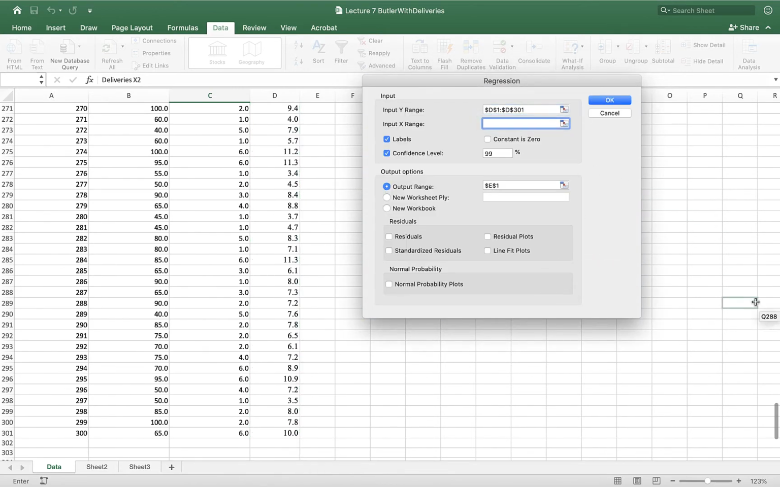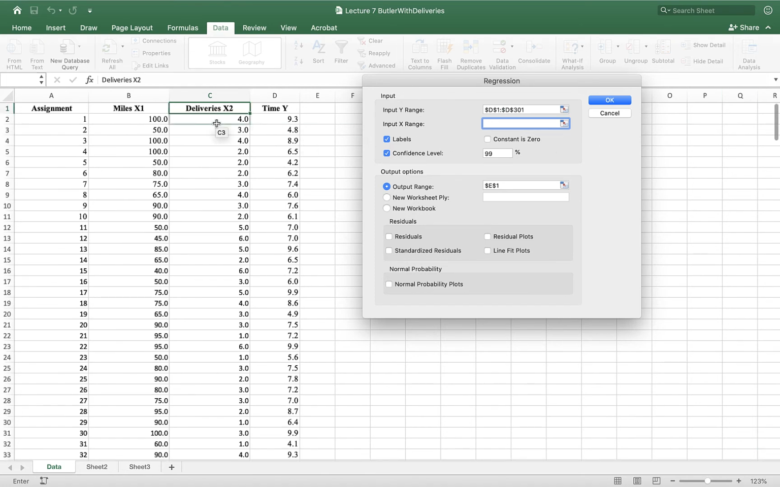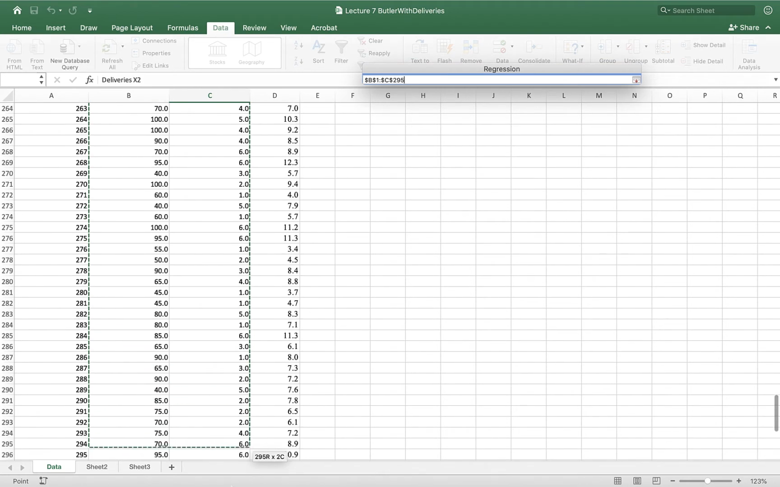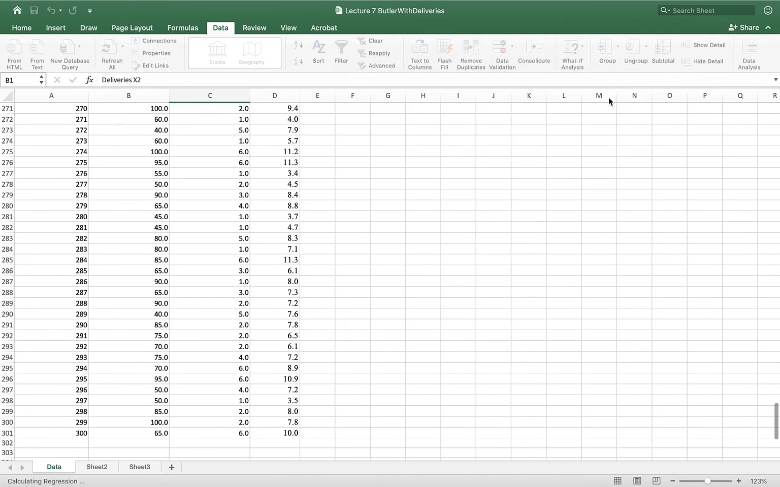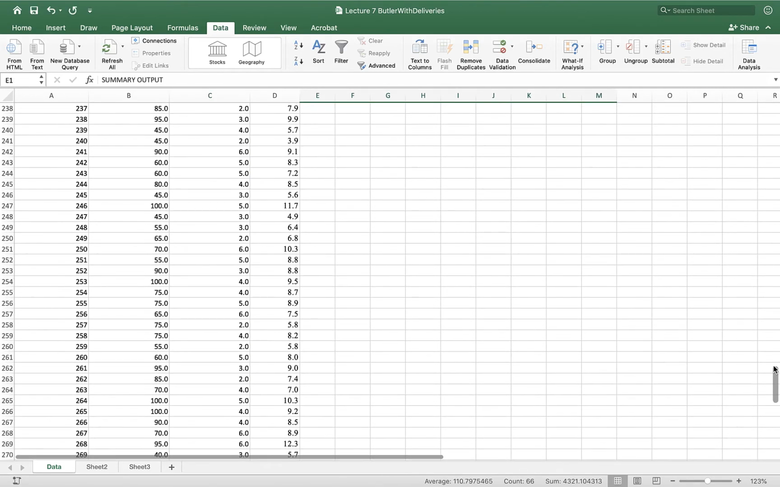And my X range, how do I put my X range in? Well, you don't put them in individually, you put all your X's in together. So we've got two X's here, and there you go. And where should we put the output? In cell E1, seems fine, press OK. And if we go up to cell E1, our output should be there.